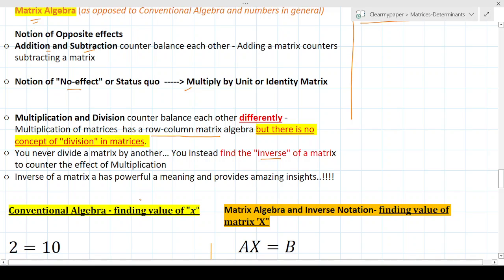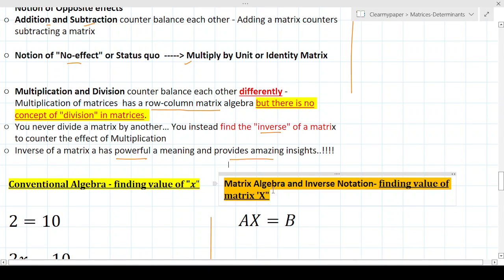And last but not least, we have seen n number of applications of the inverse of a matrix, and it has a powerful meaning, which we'll see, and it really provides some amazing insights, which we'll see in this video and other videos also. Where does the inverse come into play, especially when we talk about singular and non-singular matrices, and finding solutions to simultaneous equations, which you would have seen already by now.